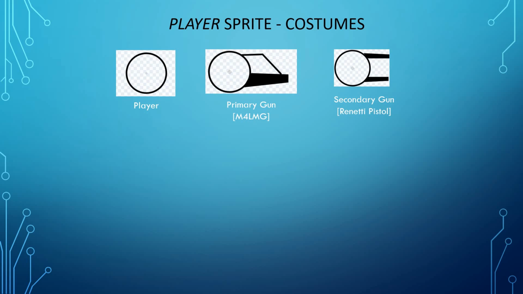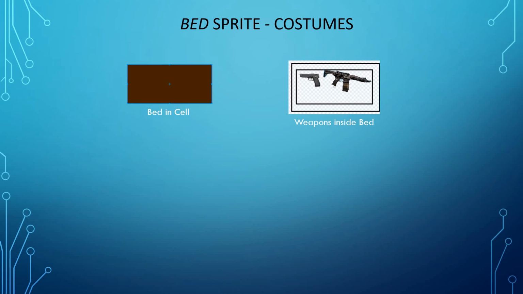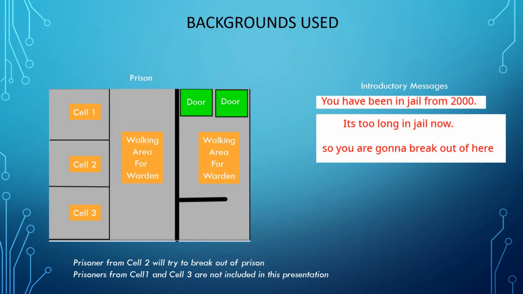For the player sprite, we have three different costumes. One is the default player, the primary gun and the secondary gun. And for the bed sprite, we have two different costumes, the bed in the cell and the weapons inside the bed.